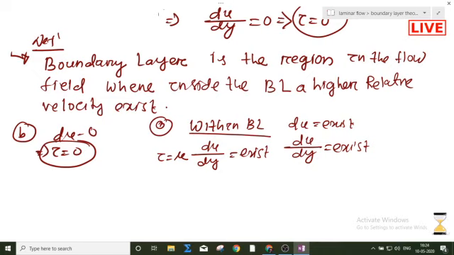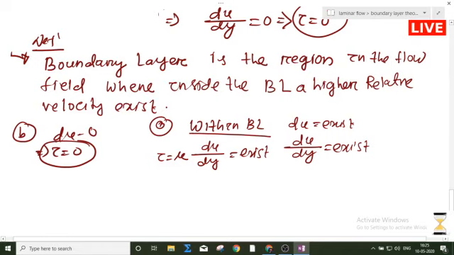So what is inside the boundary layer? Inside this boundary layer relative velocities exist, so as a consequence shear stress will exist. So inside this boundary layer viscous flow exists.